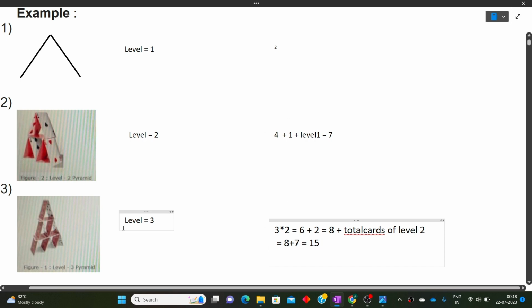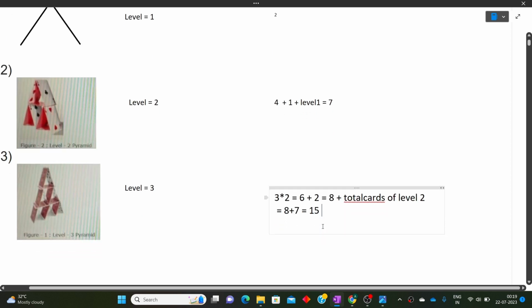For every level, first individually we will find the number of cards that are required to make the pyramid on that level only. That is, in this case 3 was there. So our first step was to find how many cards have been used to create that level only. So 3 into 2, because 2 cards will form this triangle, plus these 2 cards which are acting as horizontal. And then once we have found the particular level, now we have to find the total cards. So these cards at level 3 plus the total cards of level 2. Total cards of level 2 were 7, as we have found earlier, so the total is 15.